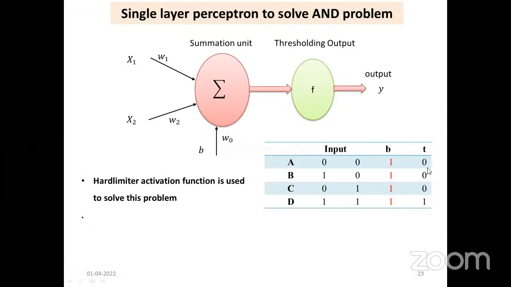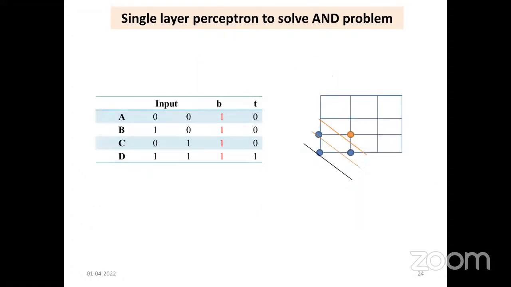And the input of the bias is always 1. Already we talked about that. And here we have taken 0 and 1 because we're going to use only hard limit activation functions to solve this problem. Therefore, we are restricted here to between 0 and 1. If we want to make it 1 and minus 1, then we have to use the bipolar signum activation function, right? So now, if we map the problem space of this AND problem, consider this is x1 and this is x2, so these are the patterns. These are the patterns which represent the 0 class, and this is the pattern which represents the 1 class.